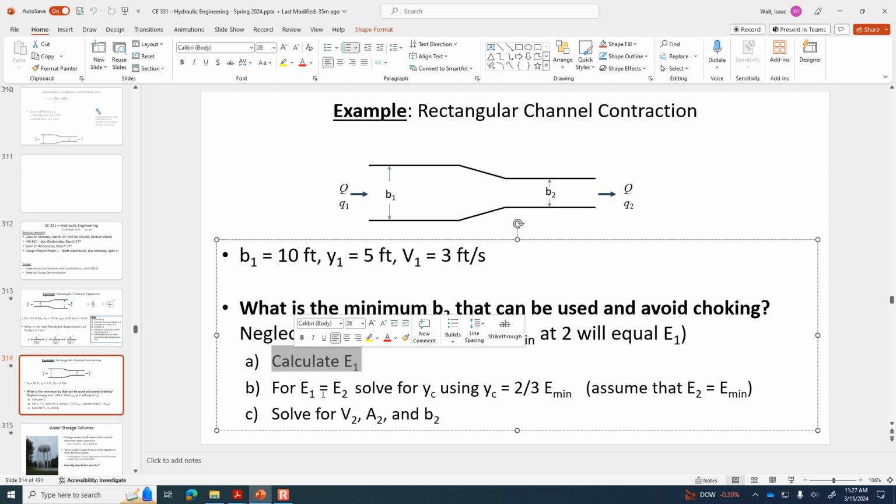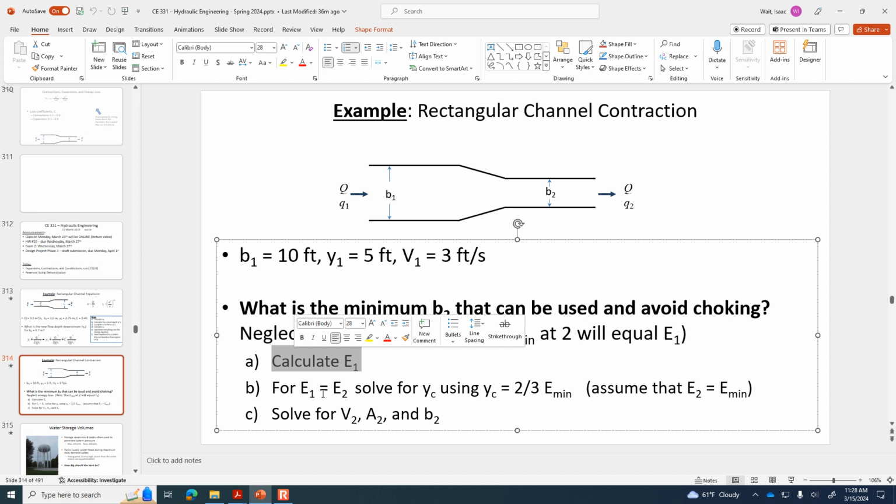And then we're going to solve for the new velocity downstream, the new depth, and so on. So let's go through this together. Rather than me pausing and having you do it, first of all, E1. E1 is going to be the depth, Y1, plus V1 squared divided by 2g. So that's the depth of 5 feet upstream plus the velocity, 3 feet per second squared, divided by 2 times g, 32.2 feet per second squared, because we're in traditional units here.